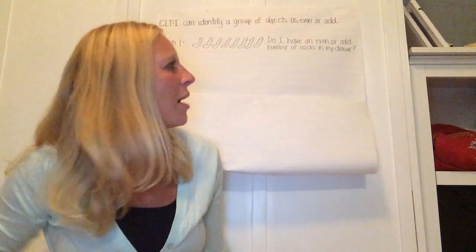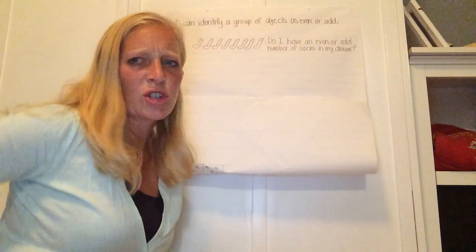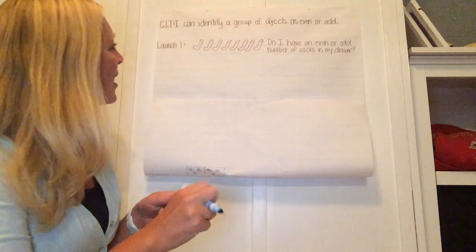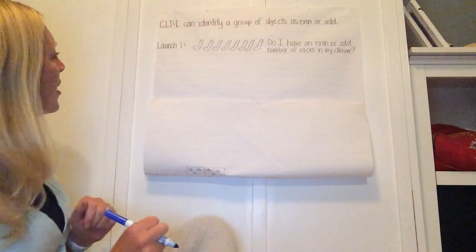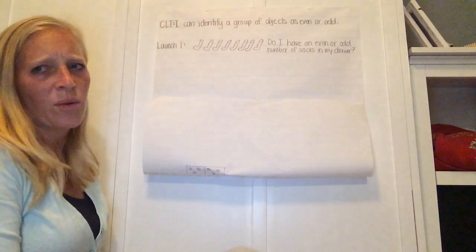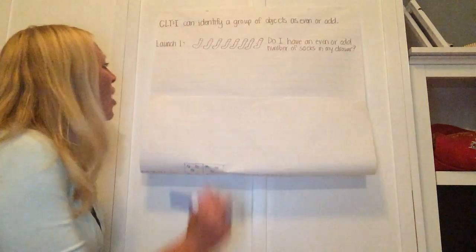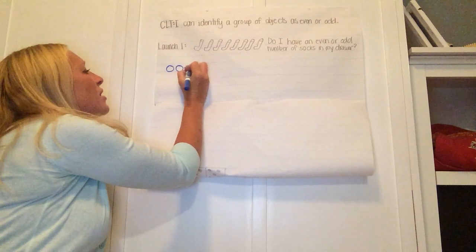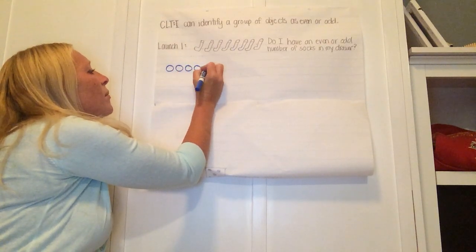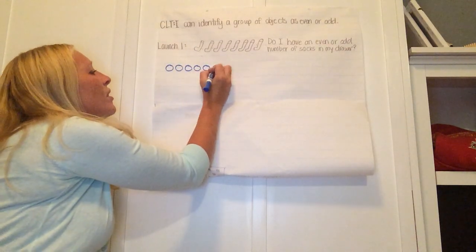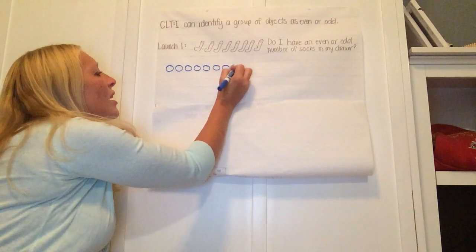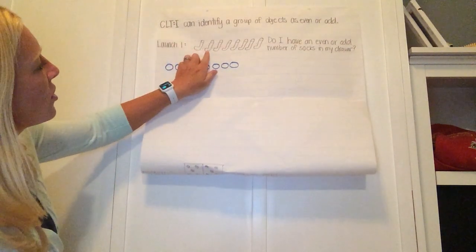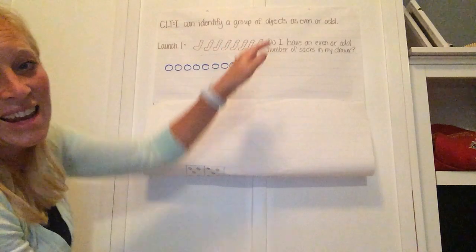All right, let's go ahead and come together. We've got some friends that are showing some thinking that's pretty exciting. Our first one, go ahead and share how you know if it's even or odd. You drew circles. I know the socks were a little silly, weren't they? 1, 2, 3, 4, 5, 6, 7, 8. You know I had 8. You said 1, 2, 3, 4, 5, 6, 7, and 8.